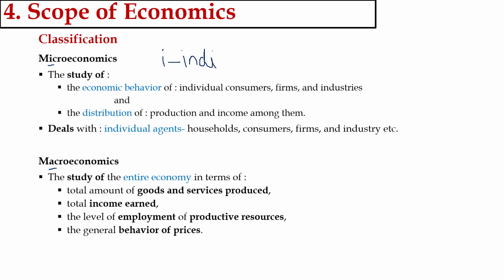I is the word which comes in microeconomics. So how can we remember? I means individual. Individual means one, single. So here you can see microeconomics is the study of the economic behavior of individual consumers or individual firms. Firm means business or individual industries.